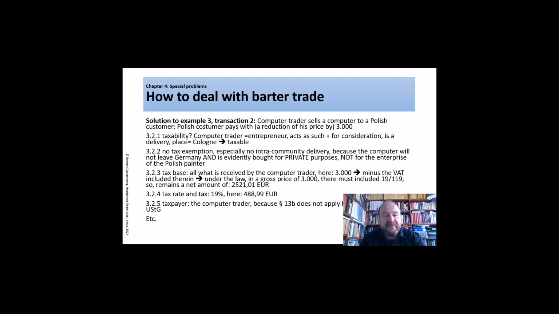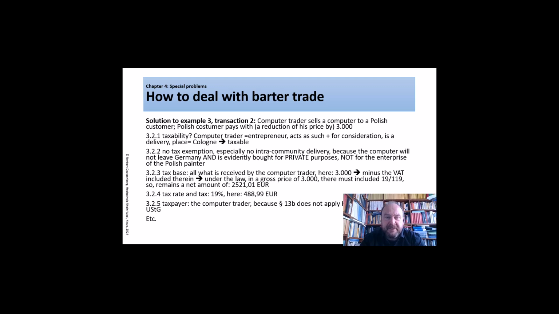The second transaction is a computer trader sells a computer to a Polish customer. That Polish customer pays with 3,000, and now the question is, well, what happens to the computer? Is there perhaps a tax exemption? Intra-community delivery? No. That would require that the computer goes to Poland and is acquired for entrepreneurial purposes. In my case, I just wanted to spoil that by saying he buys it for private purposes. He wants to give it as a gift to his aunt in Aachen, Germany. So we don't have an intra-community delivery here.